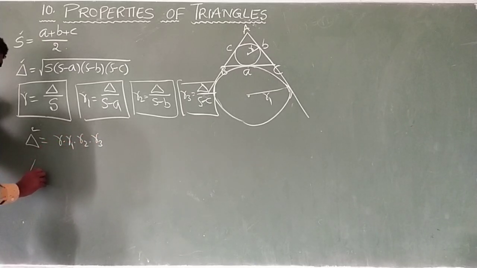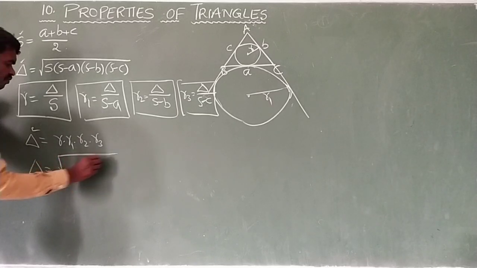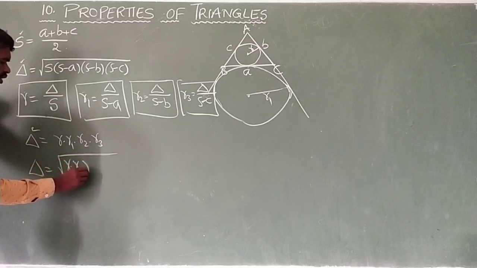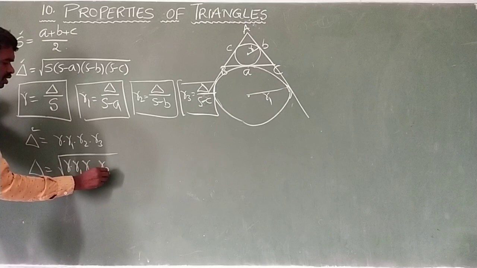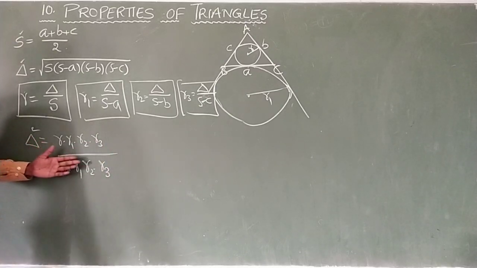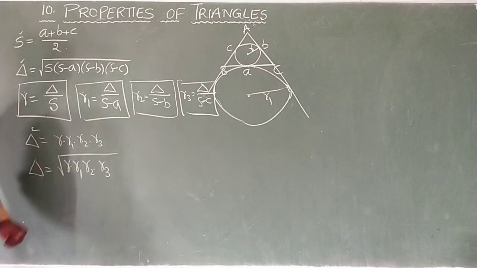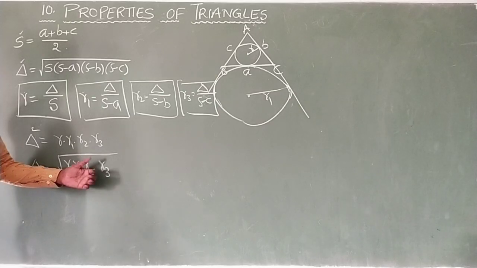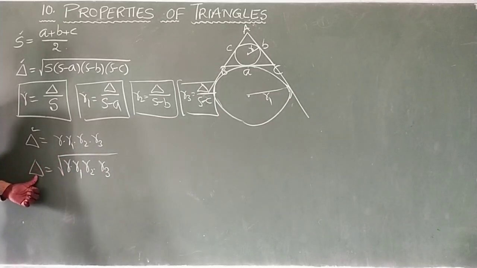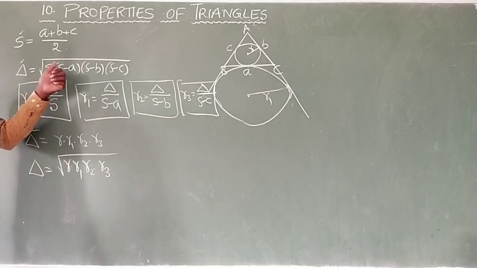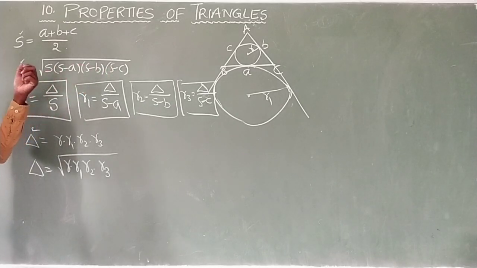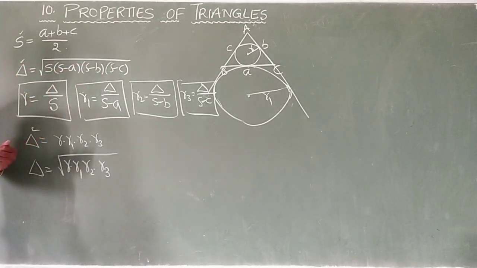Or we can say delta equals root of r into r1 into r2 into r3. So this is one more formula for the area of the triangle delta. When the values r, r1, r2, r3 are known, then we can find the delta value. If you know s and a, b, c, we can find the area of the triangle using Heron's formula.